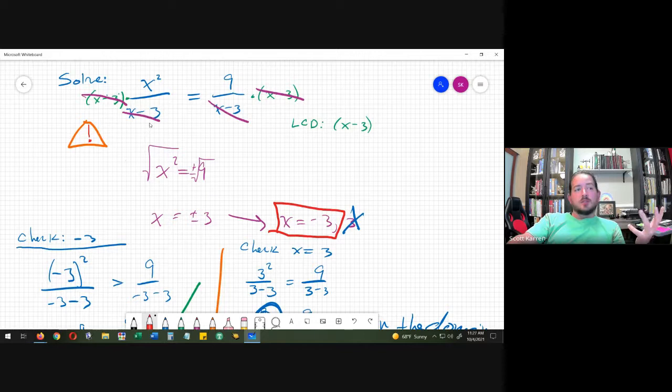Watch out for those. When you clear your fractions, make sure that you understand that the domain issues that were in the original problem carry through the entire problem.